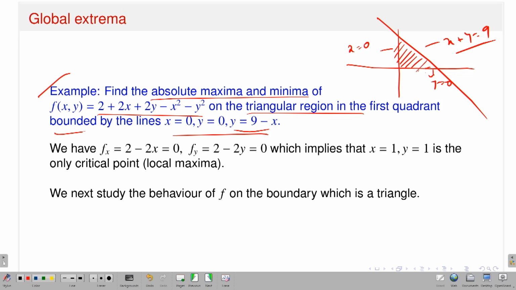In this case, what is the boundary? The boundary again consists of lines: the x axis, the y axis, and this one. So again you have to do the same thing. First you get the critical points in the interior, and then you talk about the boundary points.